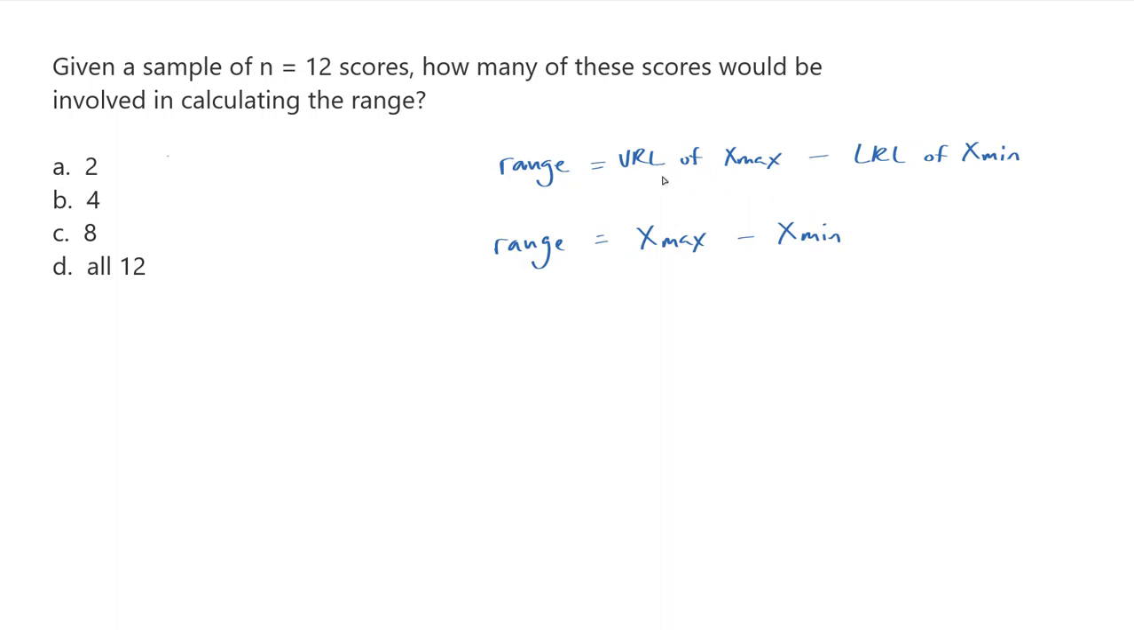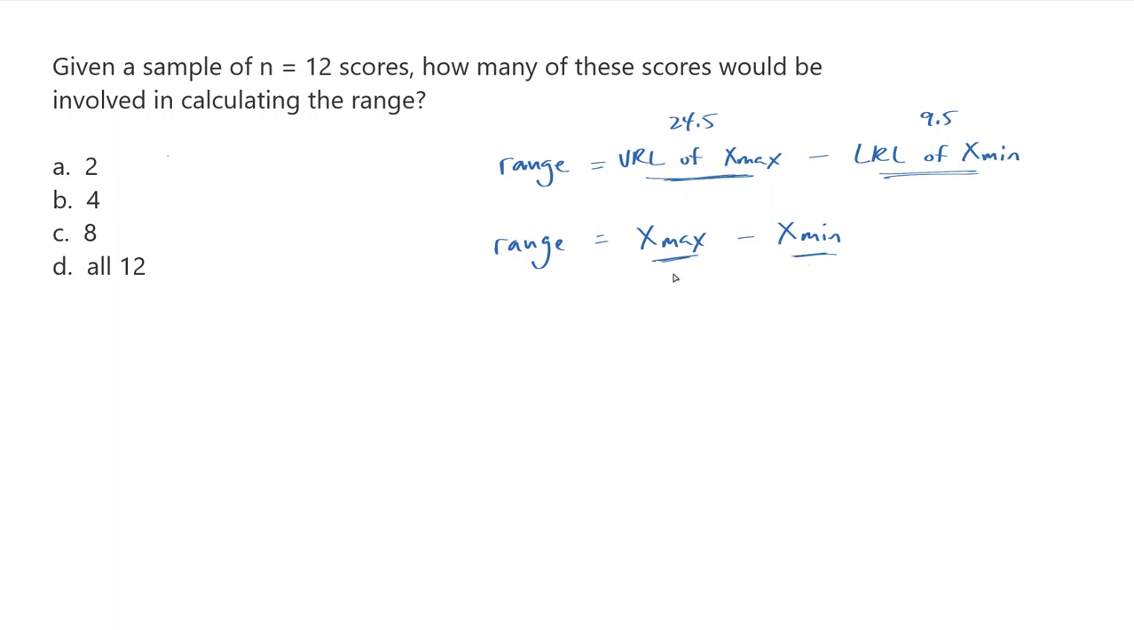They are one number, the upper real limit of the maximum x. In fact, I think we used 24.5 in the previous question. It was a single value minus another single value, so that was 9.5. In this formula here, where we're not concerned about real limits, we're again just using one number minus another number. So two numbers are involved in this formula.